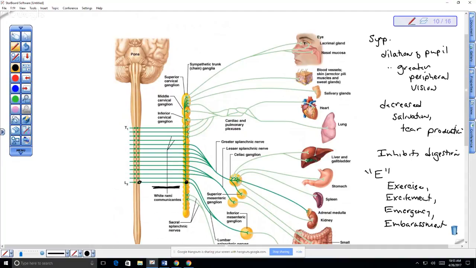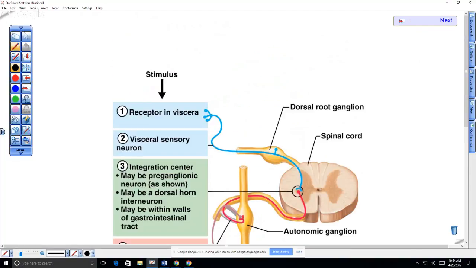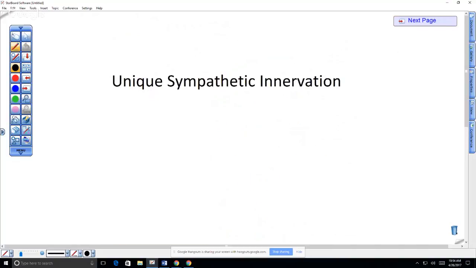Okay. One of your essay questions talks about the dual innervation. The sympathetic and the parasympathetic system have dual innervation, which means that they innervate both at the same organ, and they cause opposite effects. Now, there are some organs that are only innervated by the sympathetic system and not the parasympathetic. I'll talk about visceral reflexes in a minute. We can talk about unique sympathetic innervation.